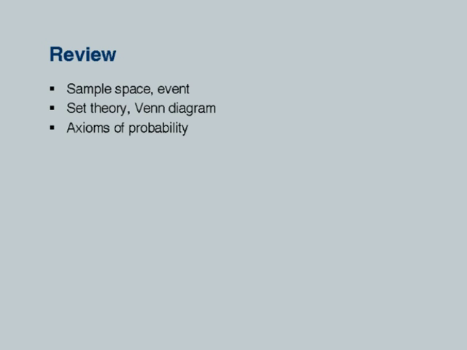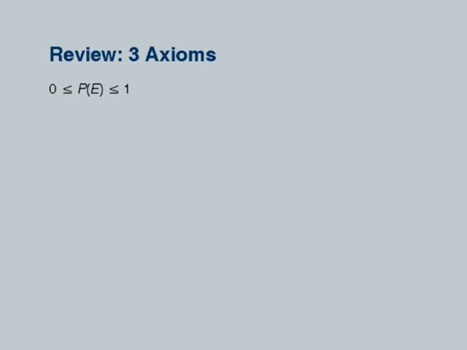and axioms of probability. Those three axioms, I will again look back at those. So this was the first axiom, that the probability of an event E lies between 0 and 1. And that makes sense to you, right? We never say the likelihood of an event is more than 100% or less than 0. We never say that it has a negative likelihood. I can't even imagine how that would work. So this definitely makes sense.